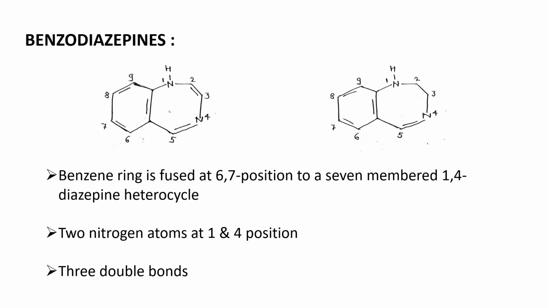If you see positions 2 and 3 in this part, it is an unsaturated position having the presence of a double bond. But if you see this position, this one is a saturated position. Now compare this second and third position. You will see at this position there is an absence of double bond. Therefore in the name you have to specify the absence of double bond in the structure of benzodiazepine. Therefore in the chemical name of this structure I have written 2,3-dihydro-1,4-benzodiazepine.